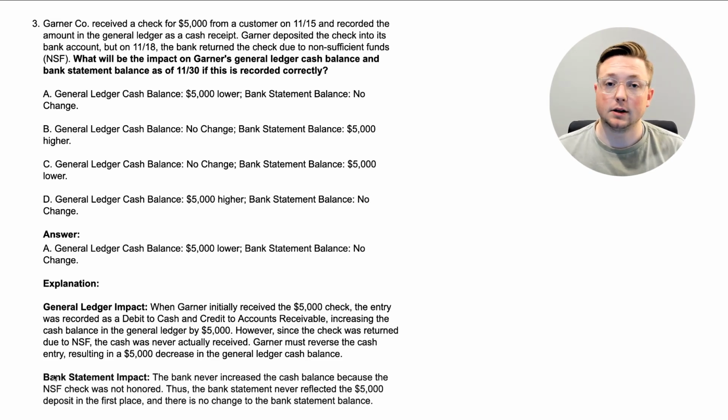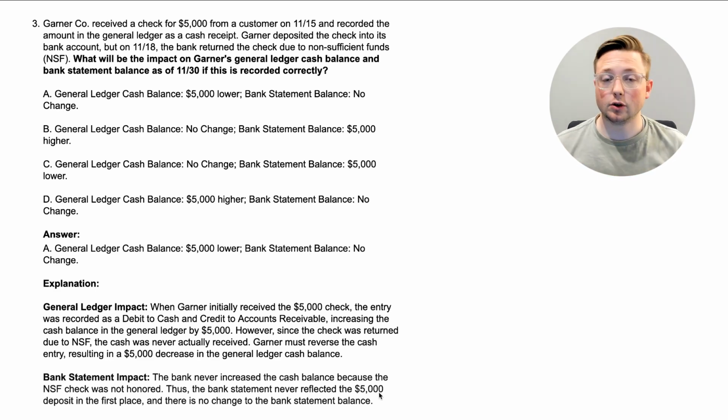Now for the bank statement. Again, this is kind of similar to the voided check, where the bank never recognized this because the bank is the one who said there's not enough funds, so we're not going to give you cash, because they're the ones who figured that out. The bank never increased the cash balance because the not sufficient funds check was not honored. Thus, the bank statement never reflected the $5,000 deposit in the first place, and there is no change to the bank statement balance. So you have to kind of think about how banks work compared to the general ledger.